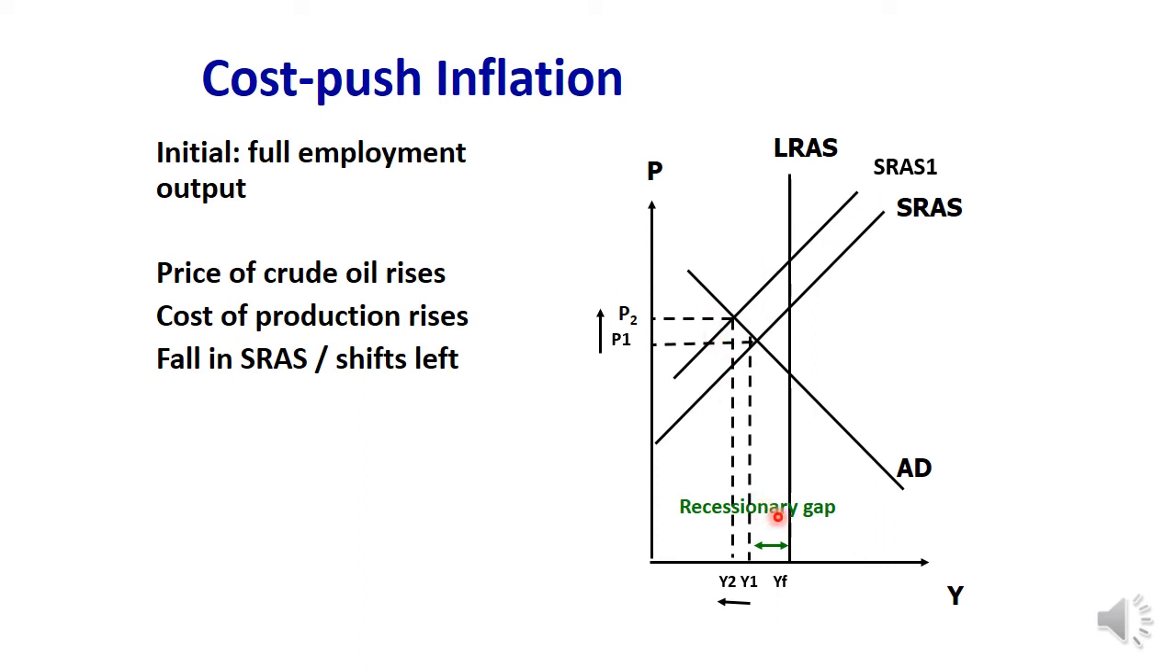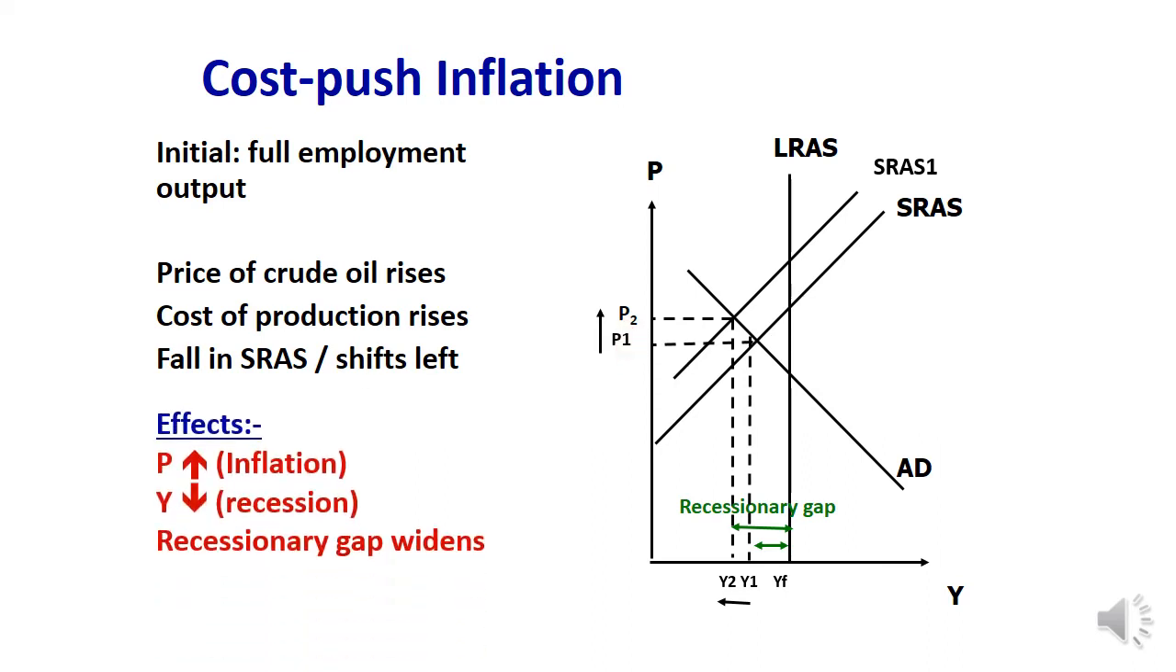Originally you already have a recessionary gap. Now at the new equilibrium where the mouse is pointing, your output falls further to Y2. So the recessionary gap now becomes even wider. What we can see is that after SRAS shifts to the left, your output falls further and your price goes up. These are the effects: higher prices from P1 to P2, and your real GDP falls, leading to a wider recessionary gap.